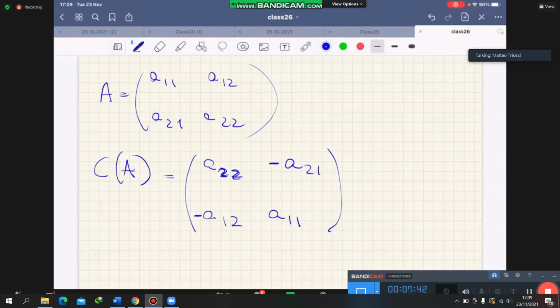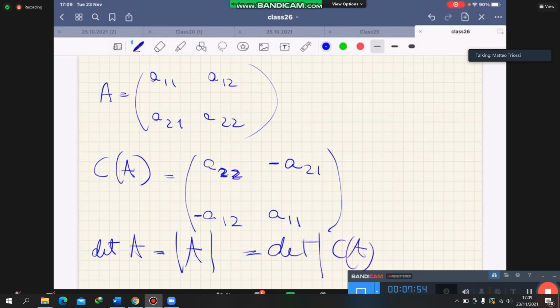If you check, the determinant of A in this case is equal to the determinant of the matrix of the cofactors. It's not true in general. It's why we need to define the determinant for n equal 1 and then n equal 2.